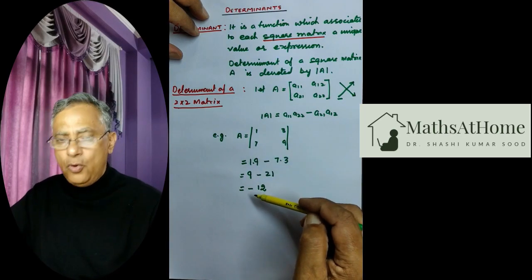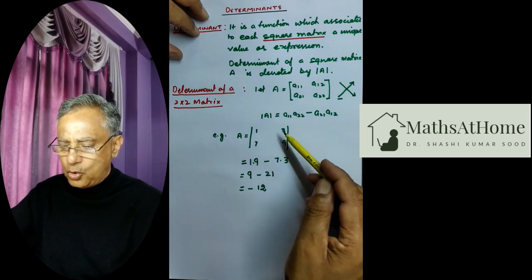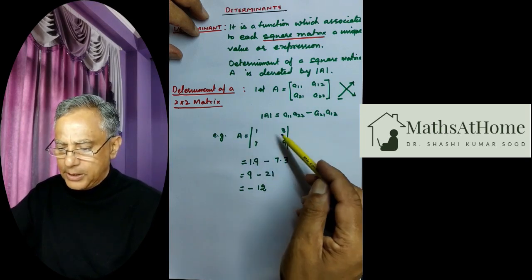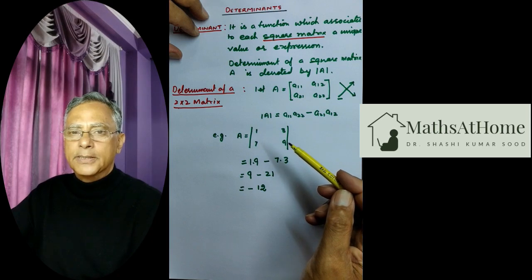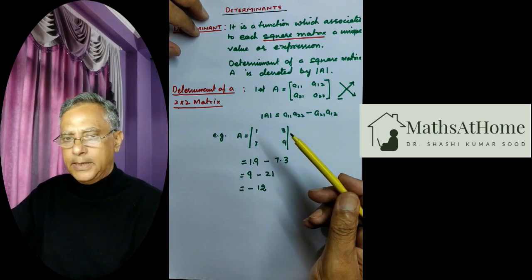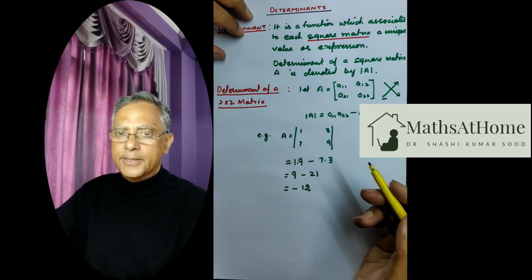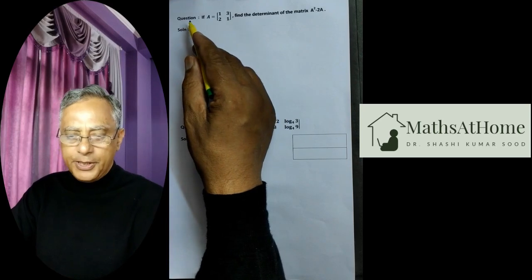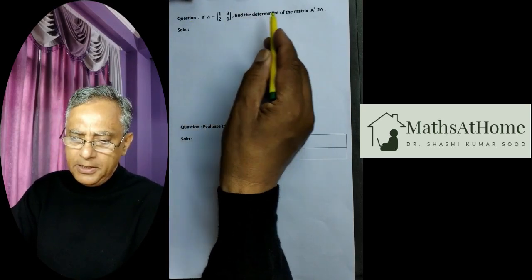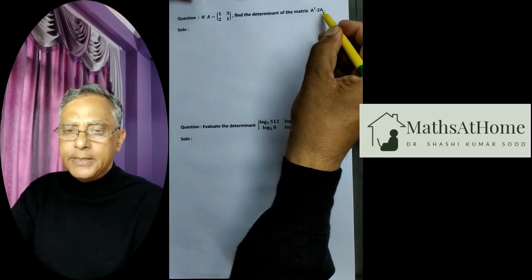So I have told you how to associate a value to a 2 cross 2 matrix. The method is this into this minus this into this. Now I take up very simple examples and then we will move on to 3 cross 3 determinants. Now first question is, if A is equal to this much, find the determinant of the matrix A square minus 2A.